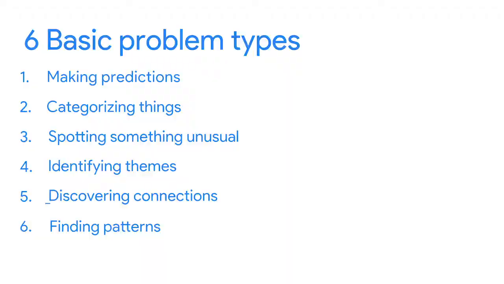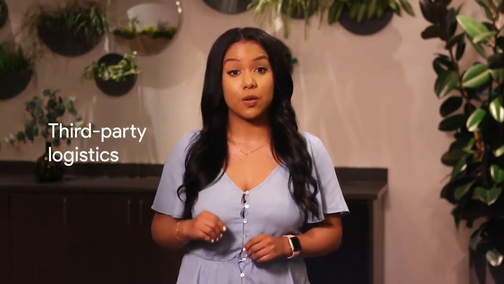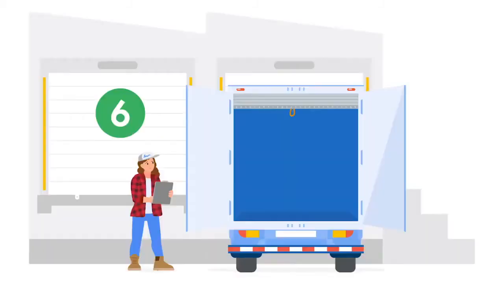Now we come to the problem of discovering connections. This example is from the transportation industry and uses something called third-party logistics. Third-party logistics partners help businesses ship products when they don't have their own trucks, planes, or ships. A common problem these partners face is figuring out how to reduce wait time. Wait time happens when a truck driver from a third-party logistics provider arrives to pick up shipment, but it's not ready, so she has to wait.